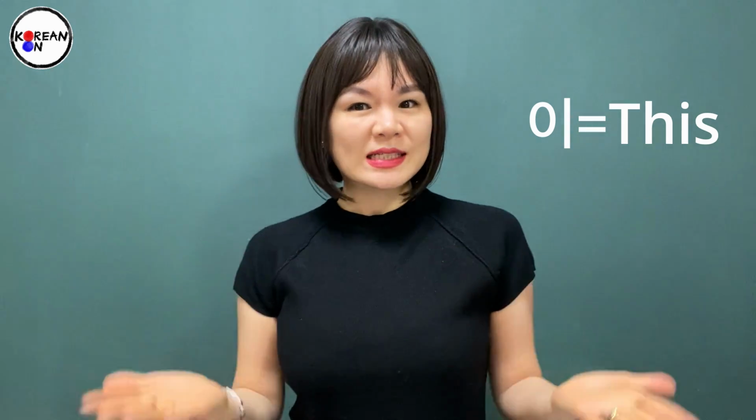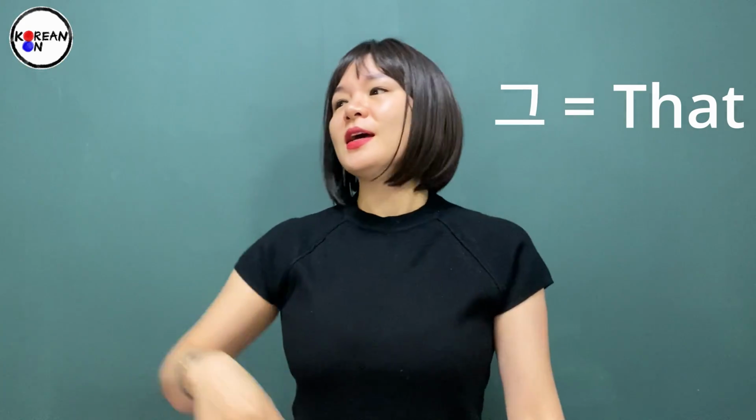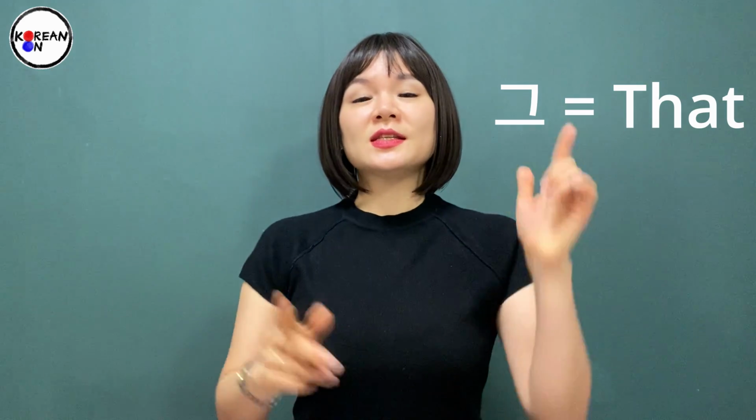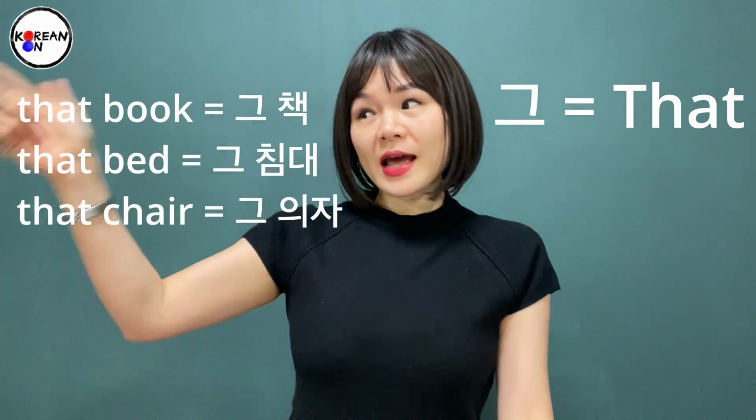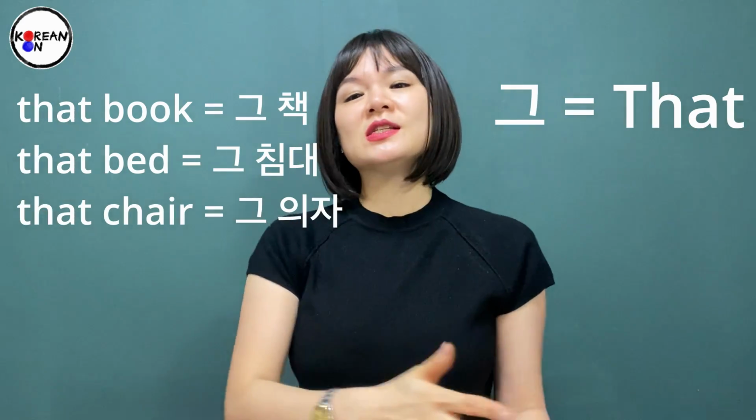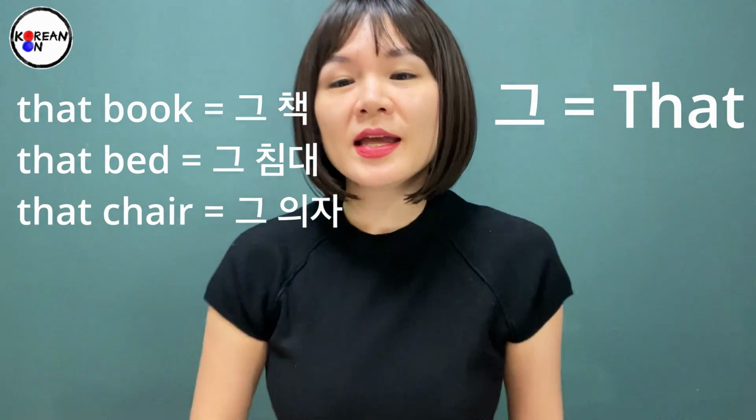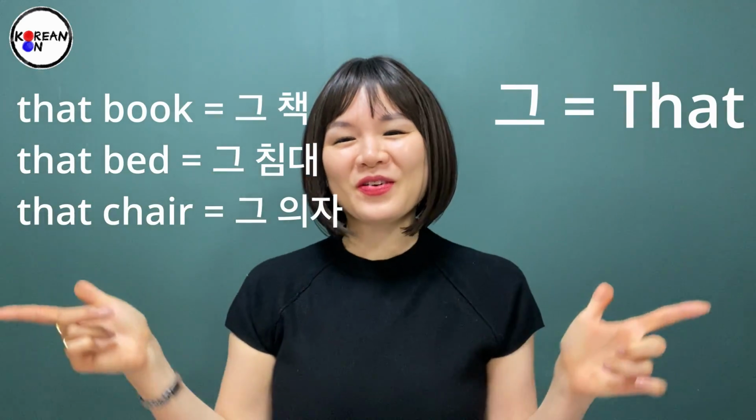So how about the 그, like that book, that bed, that chair. 그 책, that book, 그 의자, that chair, 그 침대, that bed, which is close to the listener over there. Listener, right? Listener over there.